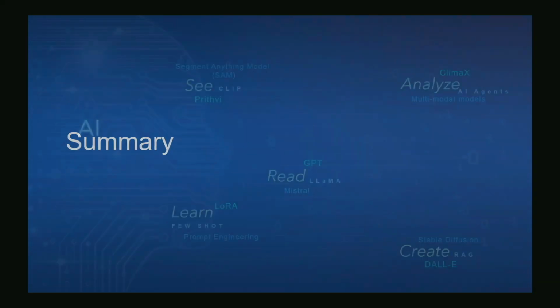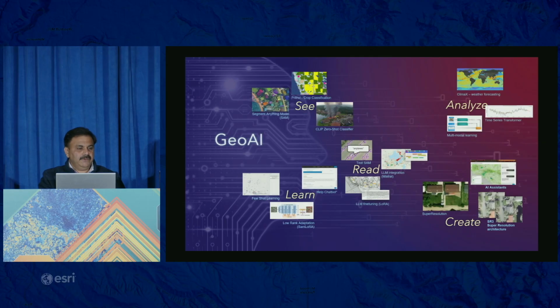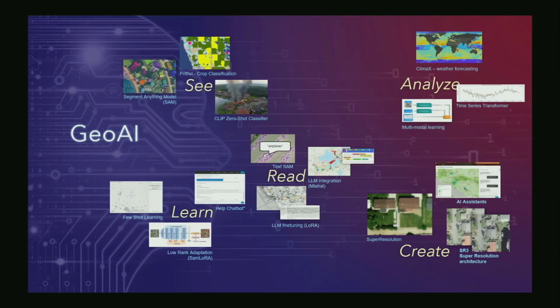So coming to a summary, we've seen how the AI capabilities, whether we want computer vision or the ability to see or read, in each area of AI, we are seeing the emergence of foundation models, language models, and they are coming to ArcGIS. And here are several examples of the things I showed you.